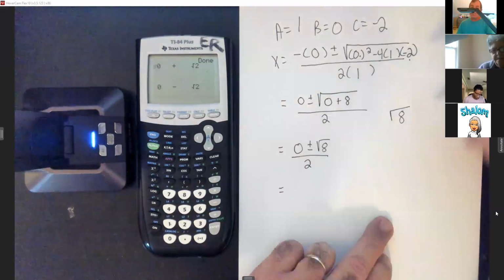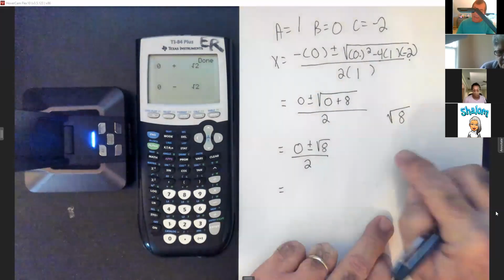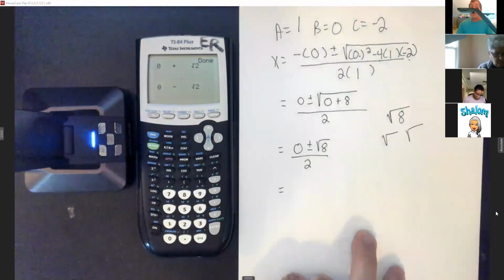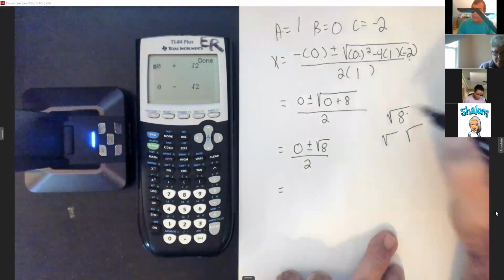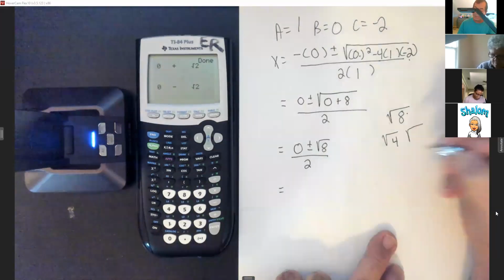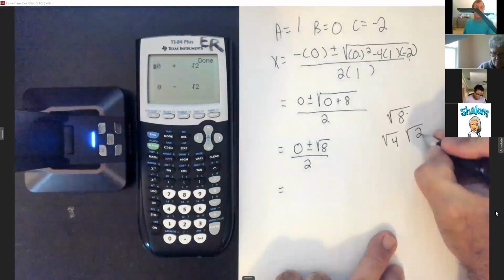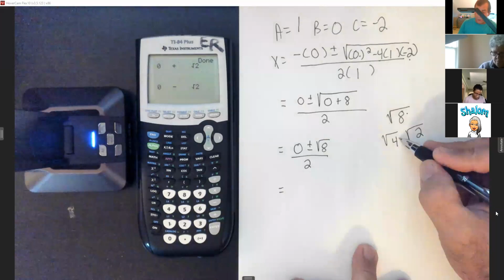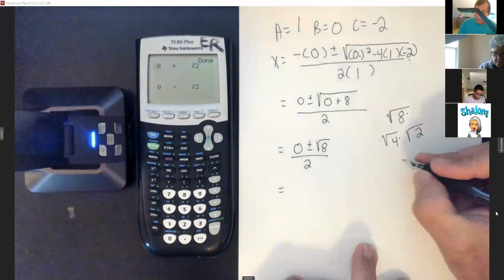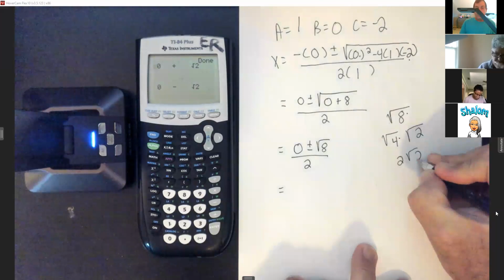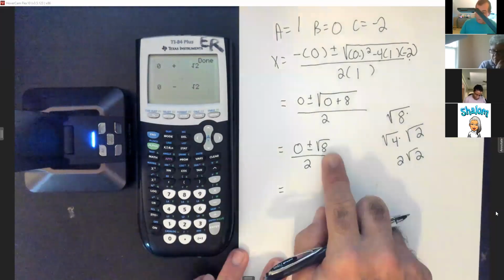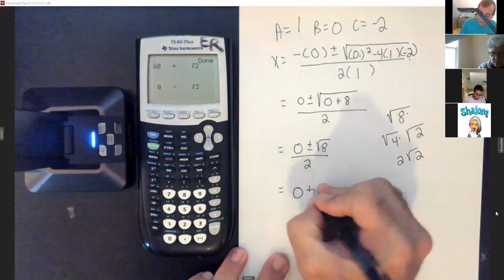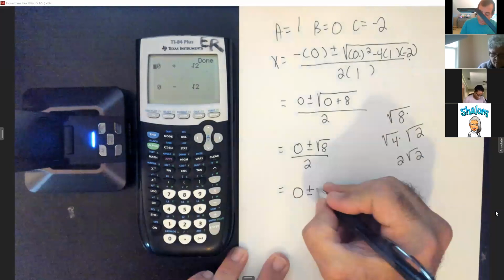So remember, to simplify a radical, you have to pull out any factors that are perfect squares. The perfect square factor of 8 would be a 4, so this becomes a 4 times a 2. But the square root of 4 is 2, so that gives you a 2 square root of 2. So I'm going to replace the square root of 8 with a 2 square root of 2. So I get 0 plus or minus 2 square root of 2 all over 2.